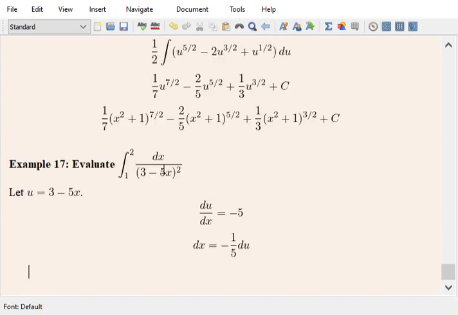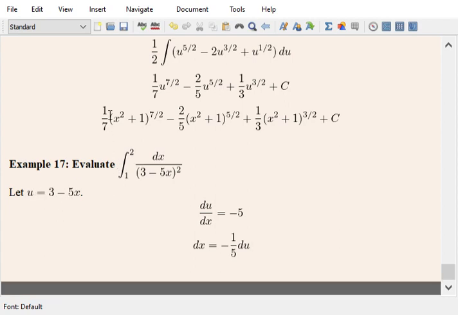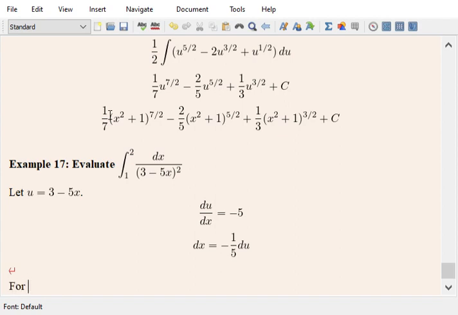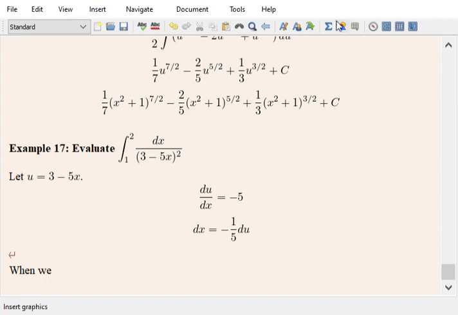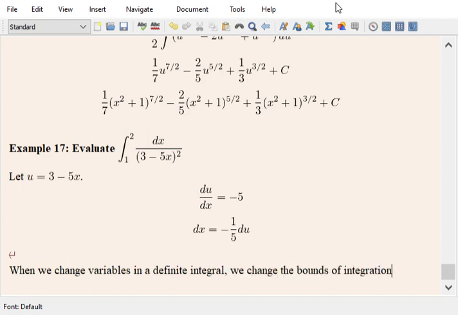So one thing that's different here is that because this is a definite integral, it begs the question, how does making this change in variable affect definite integrals? When we change variables in a definite integral, we change the bounds of integration, or I'm sorry, the limits of integration as well.